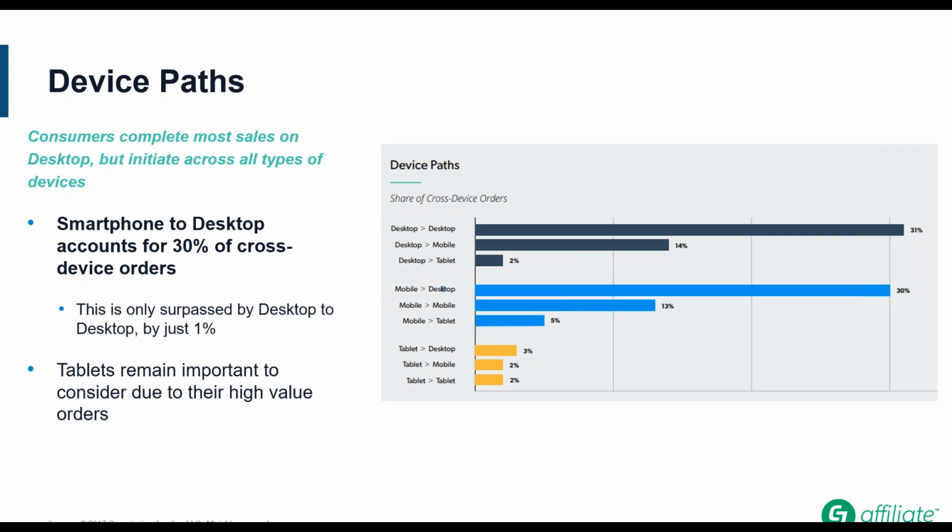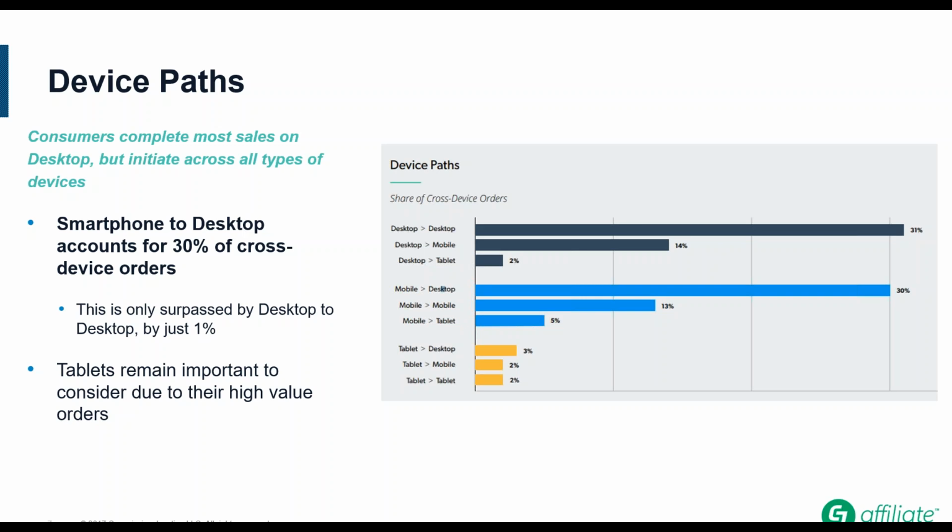And also to note here, shopping paths that involve a tablet overall account for fewer orders, as you can see, but there's something very important that I wanted to note about tablet sales. Over time, I've noticed that tablet sales are becoming less and less dominant in the network. And I think that's a reflection of the fact that smartphones are getting easier to shop on. So tablet sales overall are declining.